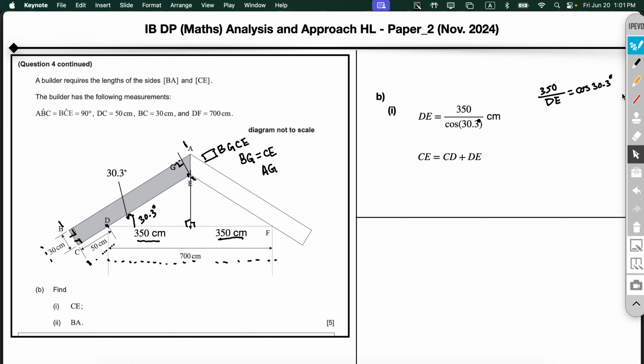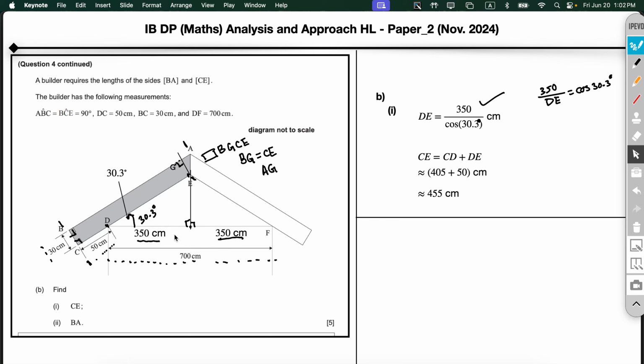Next, CE equals CD plus DE. CD is given and DE we just figured out using trigonometric ratios. So then CE can be found. CE is 405 plus 50. 405 comes from this 350 divided by cosine 30.3 degrees. So that plus 50 is CD. So in total we get approximately 455 centimeters.